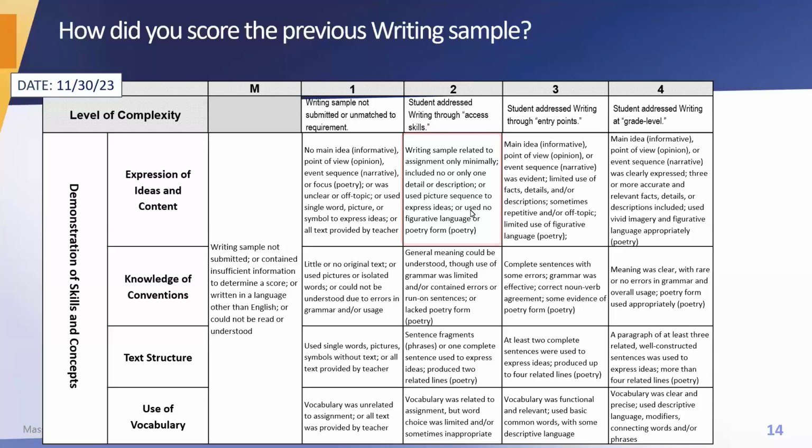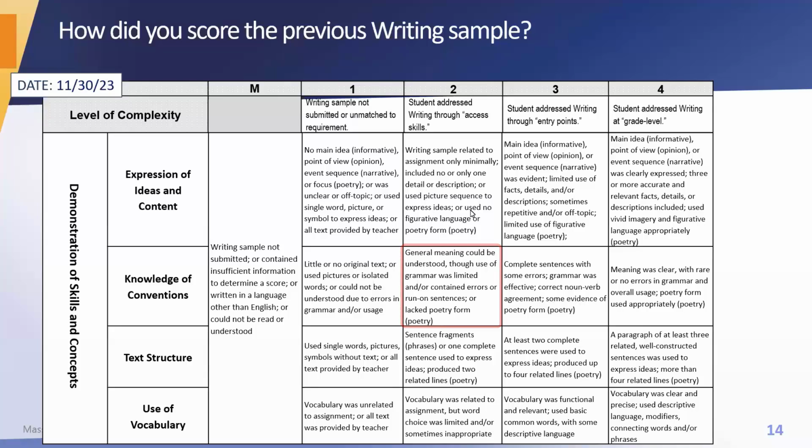For the next one, knowledge of conventions. Again, it had some text. I could understand it because the teacher scribed it, so the general meaning could be understood, though use of grammar was limited. I wouldn't move up because it says complete sentences with some errors. It wasn't complete sentences. I think the person who scribed may have put that period in too quickly. So I would have given it a 2 as well, which a lot of you did.